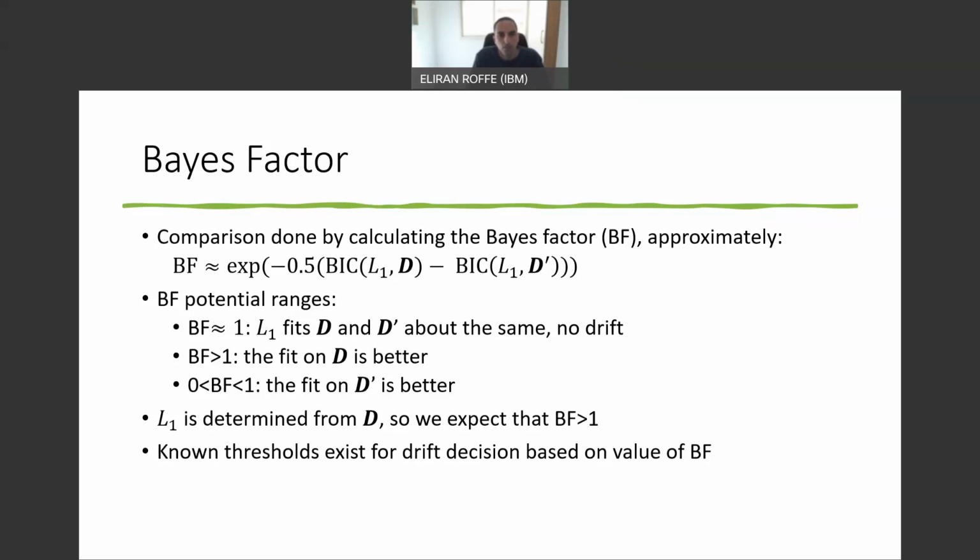Also for this, we have known thresholds that exist for this drift, and we can use this threshold to define if we need to give some alarm to the user, okay, there is a drift, or we don't need to do it at all.